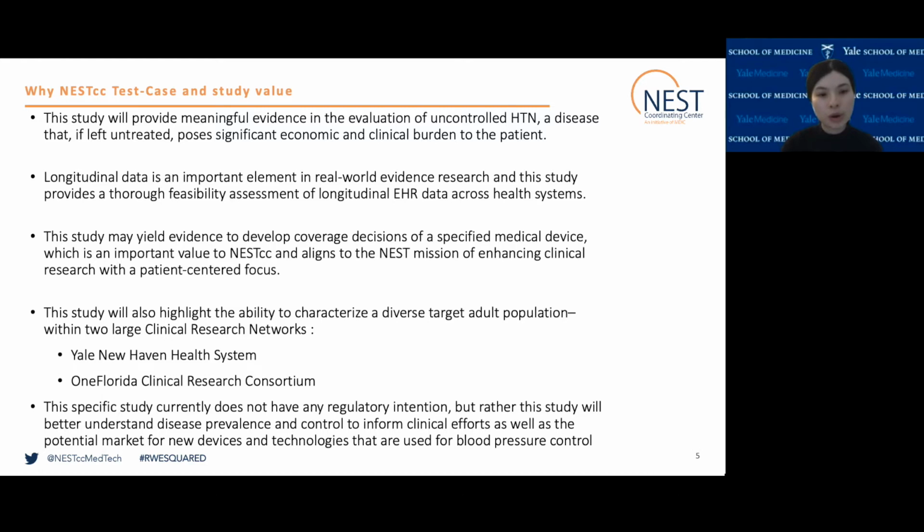We must be aware that the study does not include any regulatory intention, but rather is trying to better understand disease prevalence and control to inform clinical efforts and potential market for the device and technology for blood pressure control. Next slide, please.